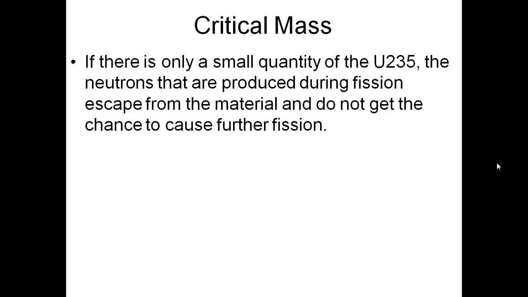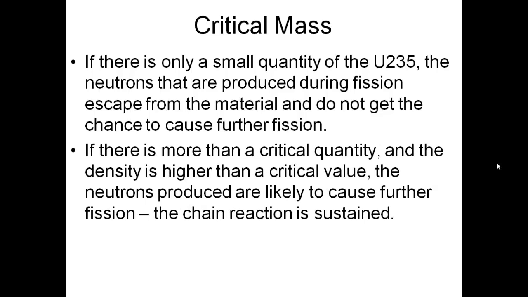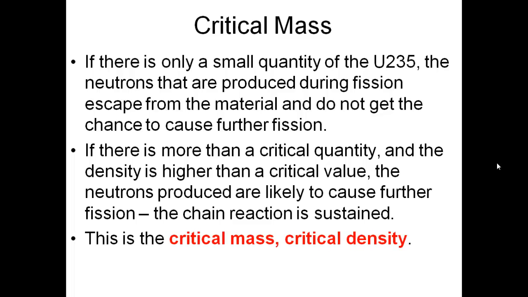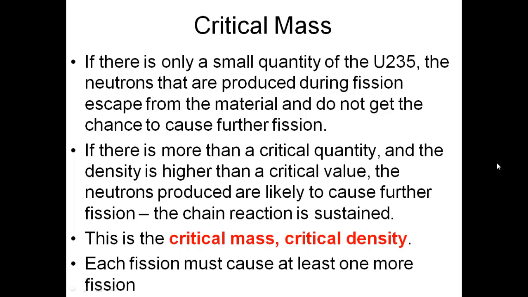If there's more than this critical quantity, or the density is higher than a critical value, the neutrons produced are likely to cause further fission, and therefore you can sustain a chain reaction. So you need to understand the concept of critical mass and critical density. So the basic line is each fission must cause at least one more fission for the chain reaction to be sustained.